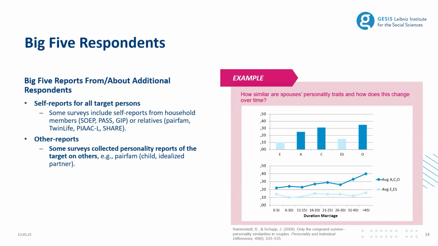Coming back to the data that is available in very few of the surveys, there are other reports available. So reports on the personality of a third person, for example, on the own child in pair farm.